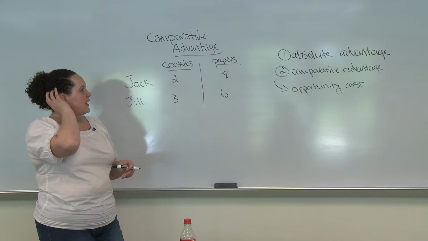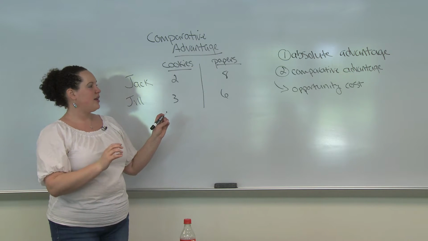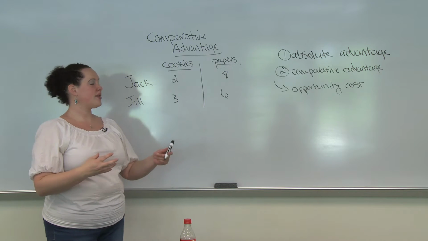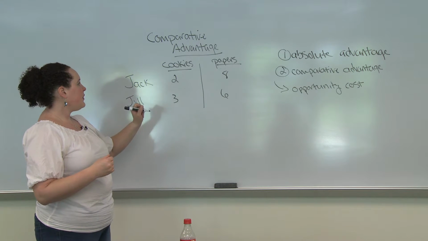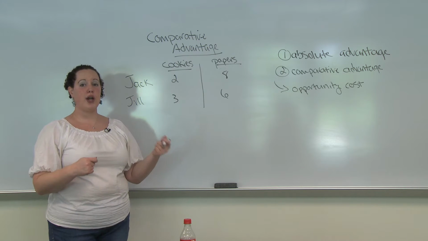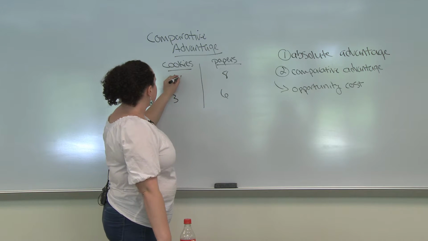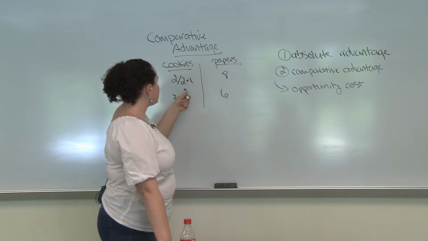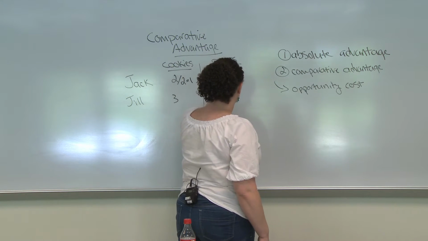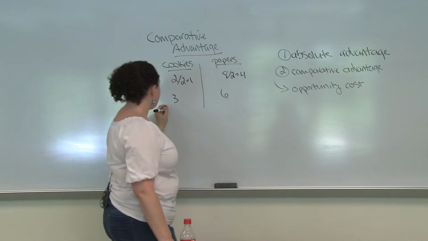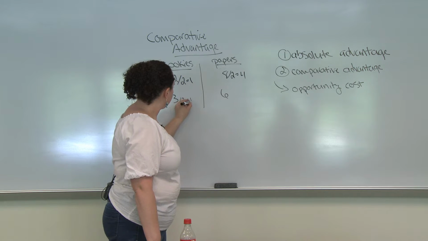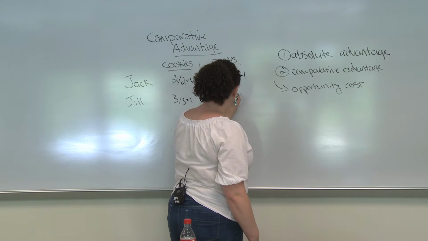So for me, it's easiest to think about this in terms of 1, when I'm trying to decide who has the lowest opportunity cost. So let's take cookies. I want to know how many papers Jack gives up to make 1 extra batch of cookies. So I divide this by 2, and because I've divided this by 2, I need to do the same thing to this side. And then I would divide this by 3 to get 1. And I would do the same thing here.